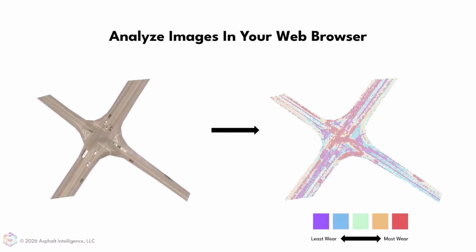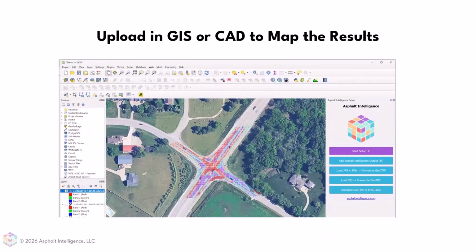So, super simple. It's a browser-based app. You don't have to install anything. You select an area of interest, and then you get your results. To understand those results in context, you can use just about any GIS system that supports raster overlays, or you can download the free Asphalt Intelligence QGIS plugin, which, especially if you're new to GIS or don't really like using it, is an easy way to get going, create a new project, and load Asphalt Intelligence output with one click.